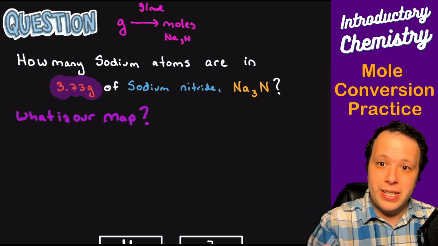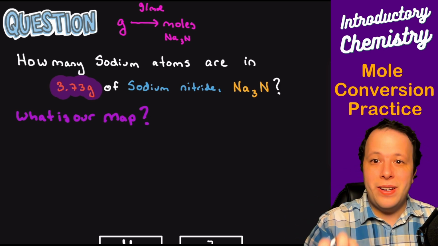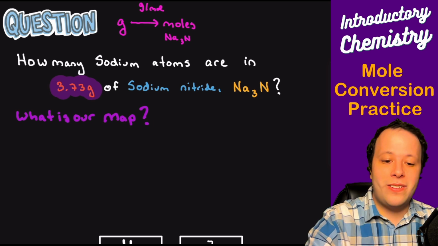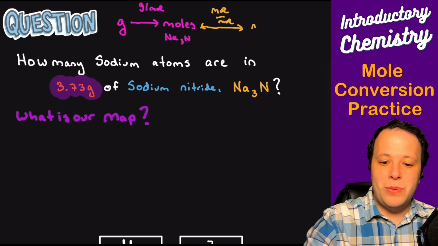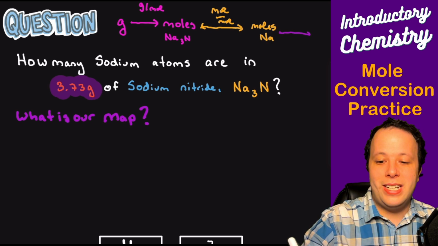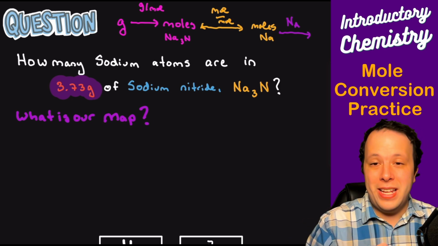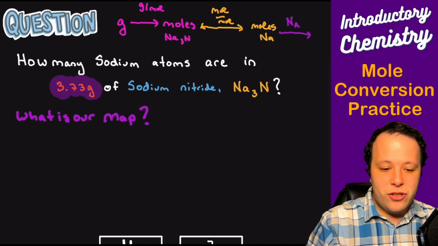And then, since it's asking for atoms in this case, we have to read the problem very carefully here. Atoms and molecules are not the same thing. They're individual components of each other. So we're going to have to do the mole to mole ratio to go to moles of sodium in this case. And then to get to atoms, which is our last step, we'll use Avogadro's number to get to how many atoms there are. That's a little bit of a long problem, so let's take a look.